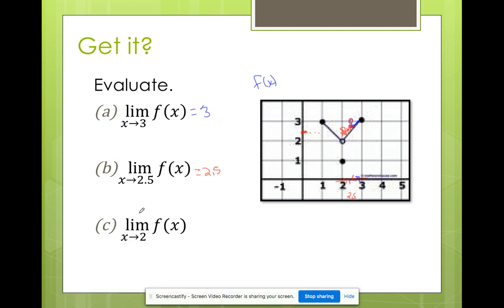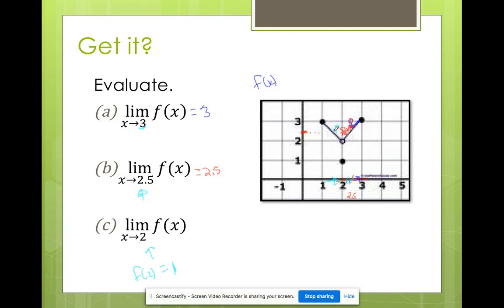2 is also in the middle of the domain, right? This was at the end point of a domain, so I only cared about the right. Remember, here 2.5 is in the middle of the domain and 2 is in the middle of the domain. So I have to have a left range walker and a right range walker. Notice the function f of 2 is equal to 1. F of 2 is equal to 1. But the function value isn't what I'm asking. I'm asking about the function values as you approach 2.